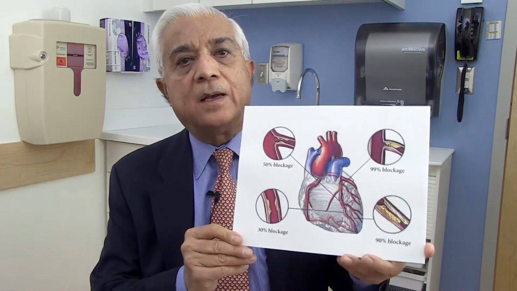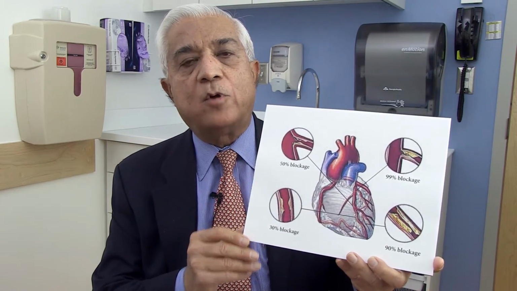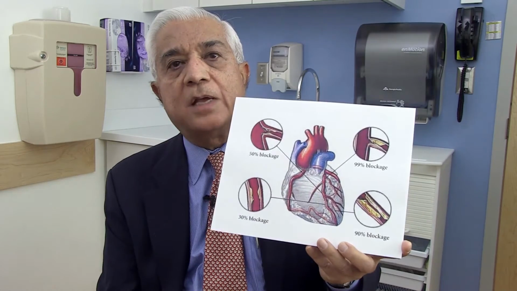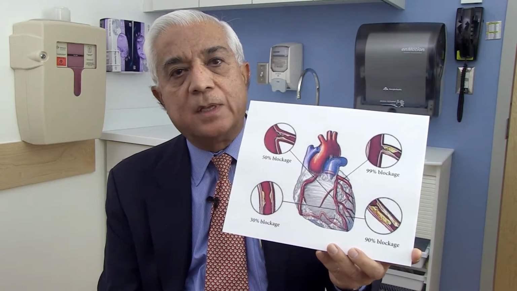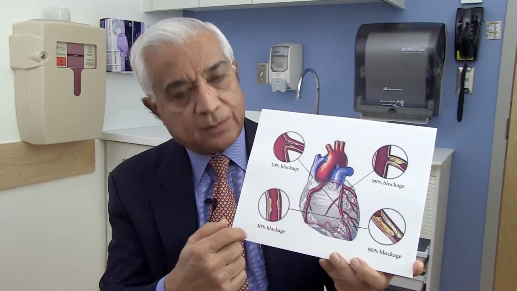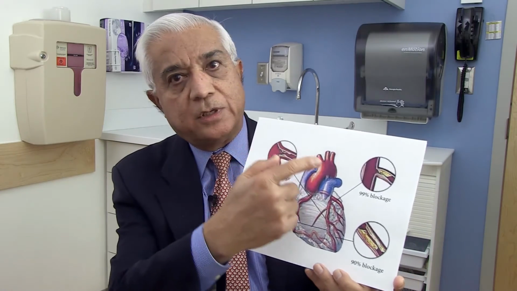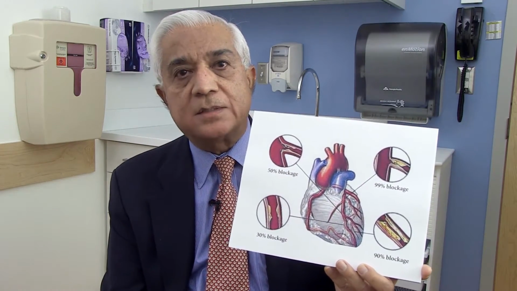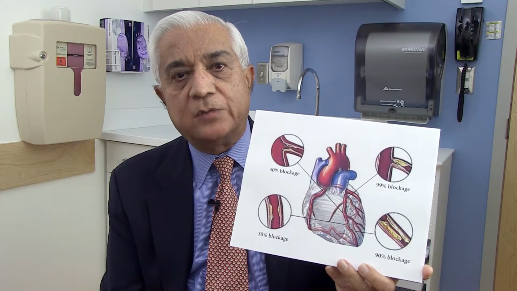For example, if you look at the natural history of coronary artery disease, patients can have blockage of their coronary arteries, the main arteries that supply blood to the heart muscle. And these arteries can get blocked anywhere from 30 to 50 or 80 or 90%, depending upon various risk factors that we have to be concerned with.